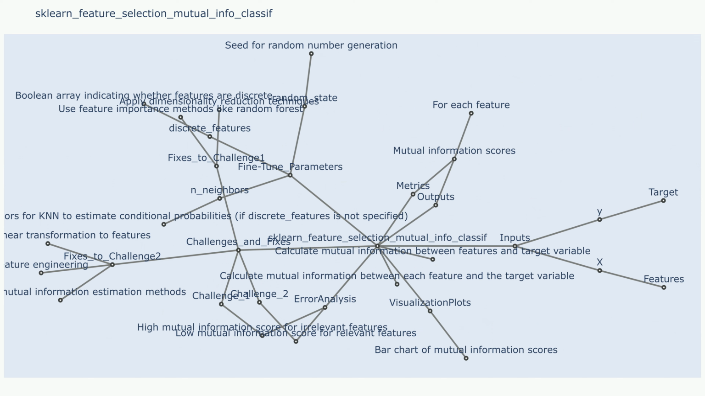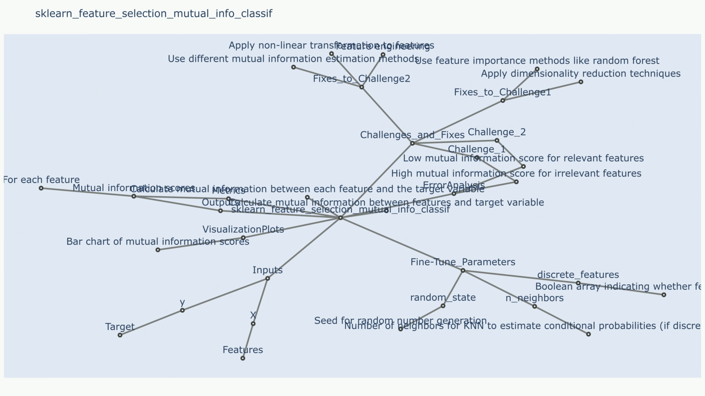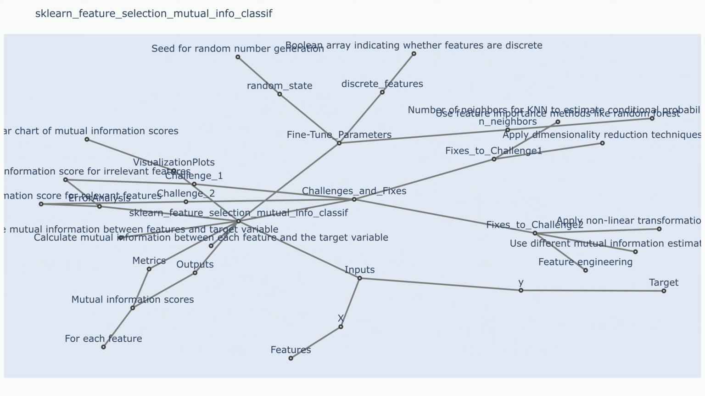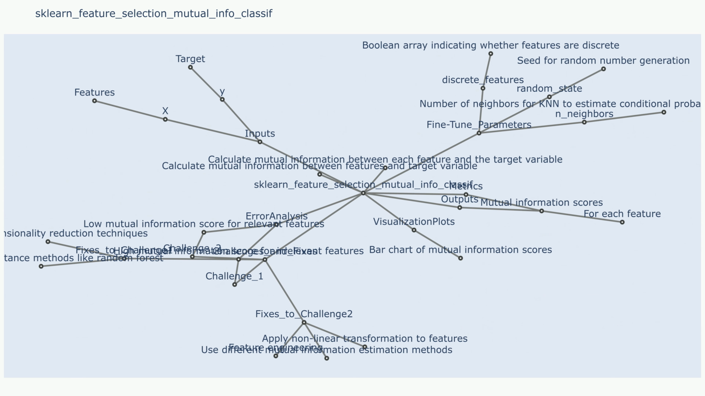Steps: Calculate the empirical probability distribution of the features and target variable. Calculate the joint probability distribution of each feature and the target variable. Compute the mutual information for each feature using the formula MI(X, Y) = sum p(x, y) log2(p(x, y) / (p(x) p(y))). Metrics: mutual information, the core metric used, representing the dependency between features and the target variable.